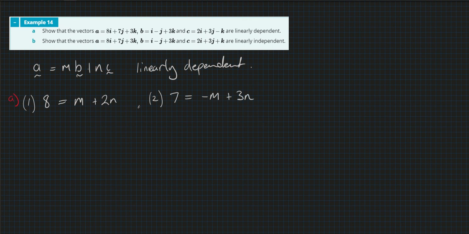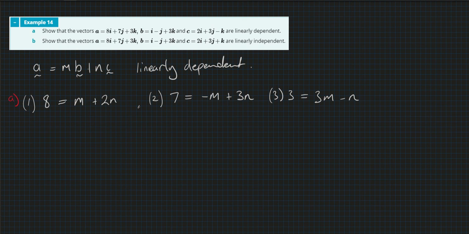And equation 3, what was it? A is 3 in the k's, we're thinking about k's here, equals 3m minus n. All right, so we only have to figure out two variables, so let's just use two equations. That looks nice and easy.